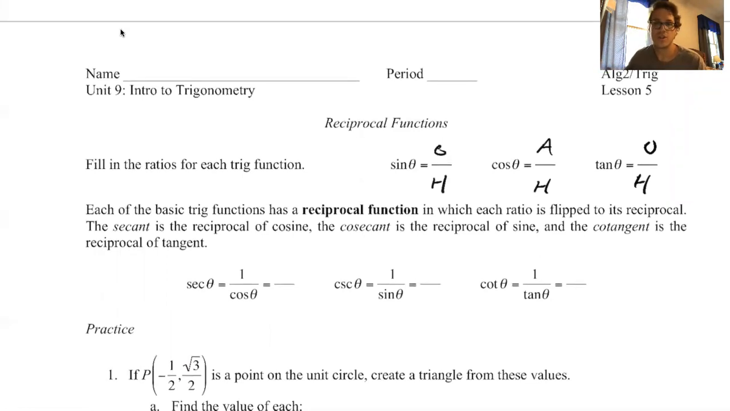with, in which reciprocal only means, remember, you just flip the numerator and the denominator of a ratio, right? So it's the same idea with these reciprocal functions. You just take each ratio and you flip it to its reciprocal. The secant is the reciprocal of cosine. The cosecant is the reciprocal of sine, and the cotangent is the reciprocal of tangent.